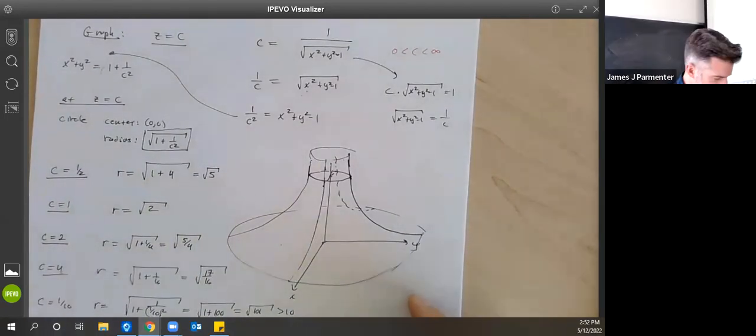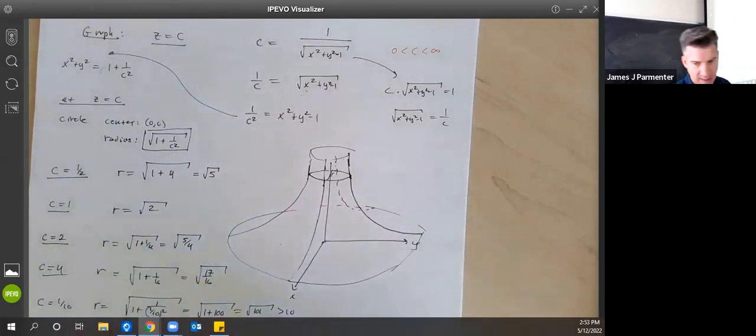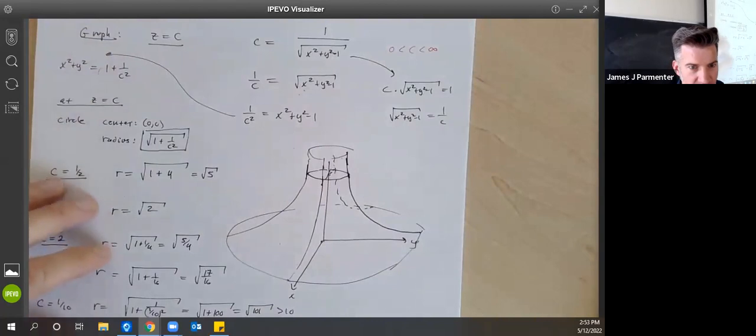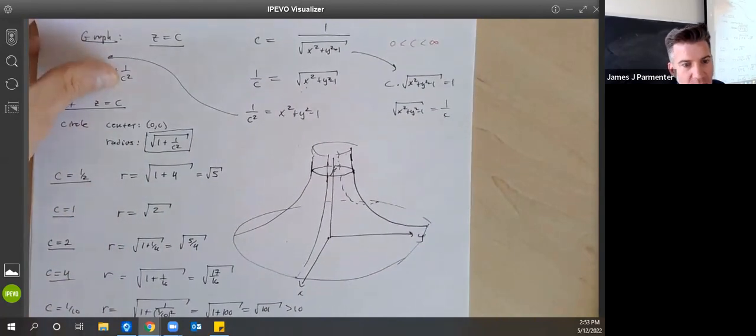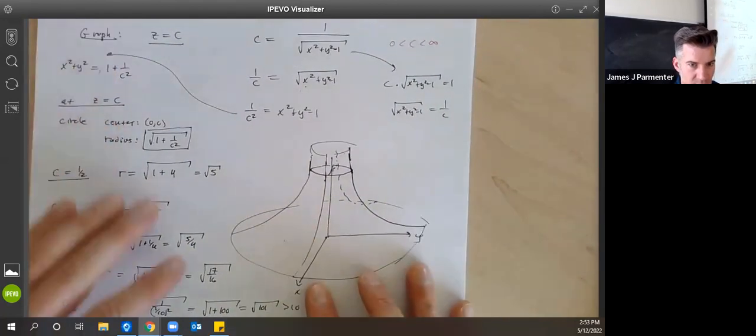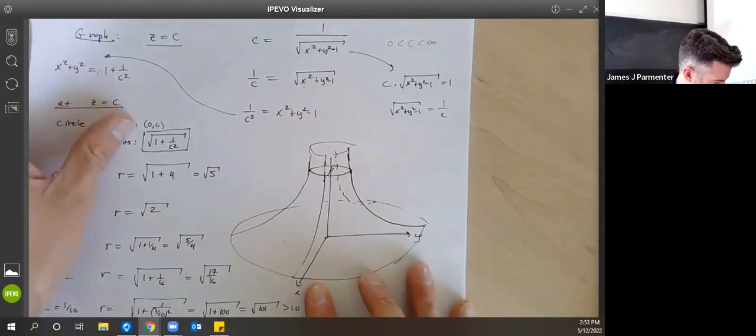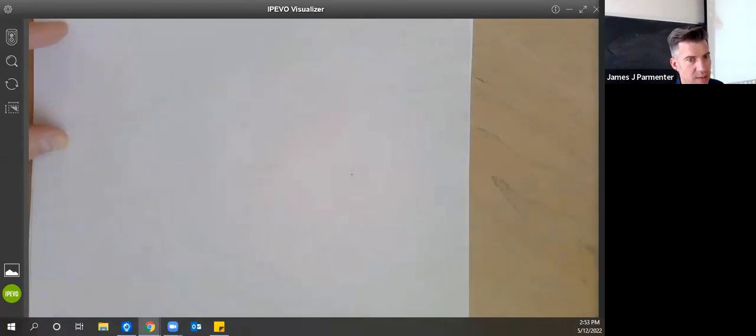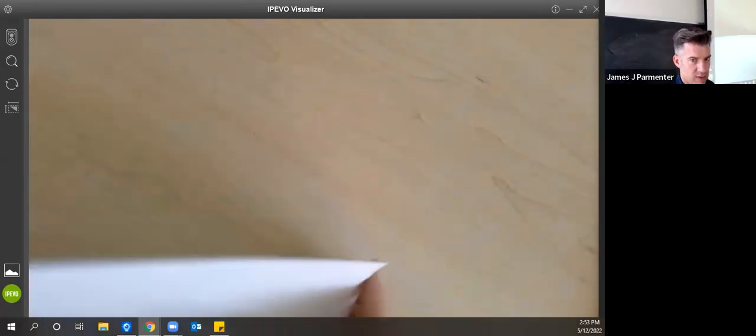So domain, range, kind of neat. Yeah, we should do more. Let's look at these other ones. So let's just talk about the domain and range of these next couple of functions.